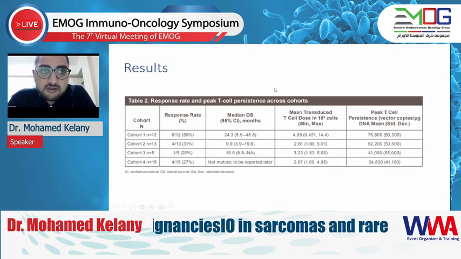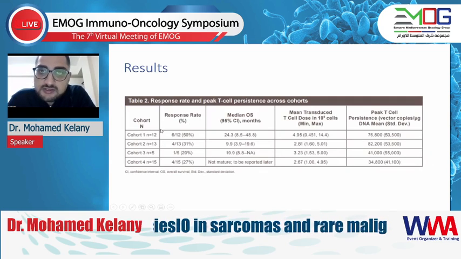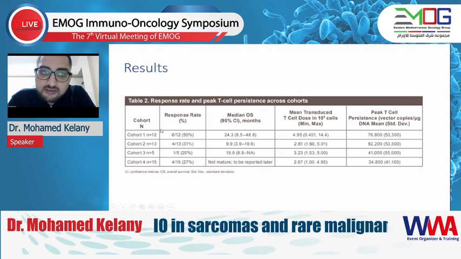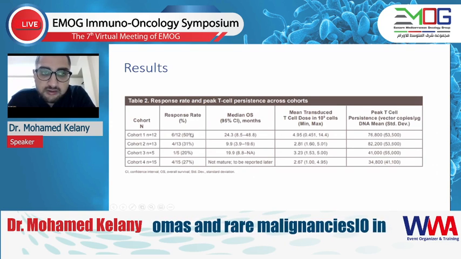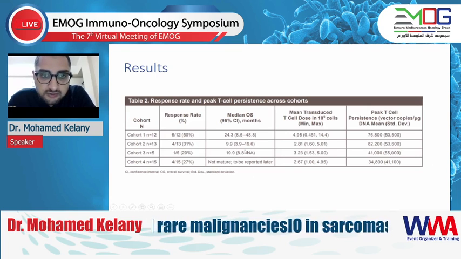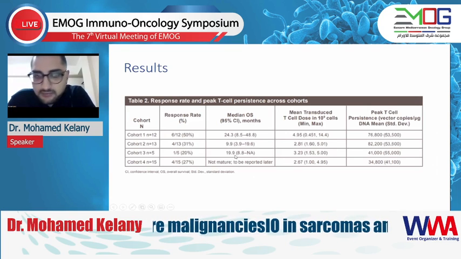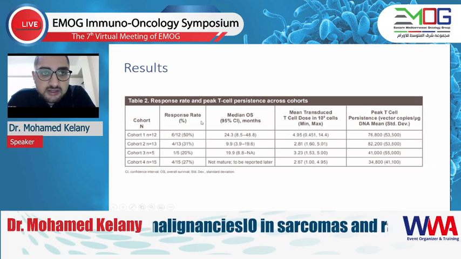As for the results, the best response rate was in cohort 1, which had high expression of the cancer testis antigen and used high dose fludarabine and cyclophosphamide. It was also highest for median overall survival. The next cohort for overall survival is cohort 3. And the next for response rate is cohort 2.